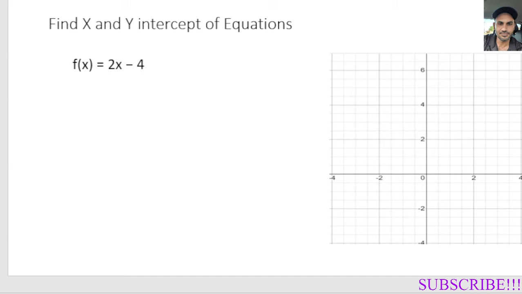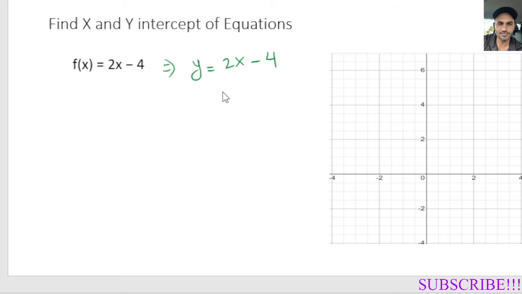Hello, welcome everyone. In this video, I'm going to go over how to find the x and y-intercept of the equations of a line. So we have the equation of the line given, which is f of x equals 2x minus 4. First, I'm going to change that into the standard form, the one that is very familiar. Instead of f of x, I'm going to write y equals 2x minus 4.